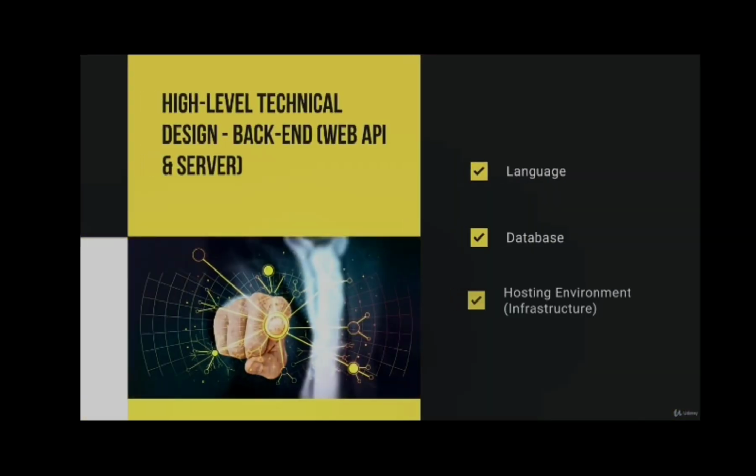Now, let's talk about backend, the web API, and server. The technologies used here are similar to those used to power web-based applications. Here are a few things you have to decide before writing code. Number one, language. There are dozens of languages that can be used to build your app. Common languages are Java, C++, Golang, JavaScript, PHP, and Python. Most languages also have numerous frameworks that can be utilized.